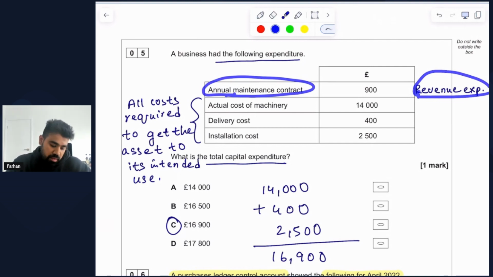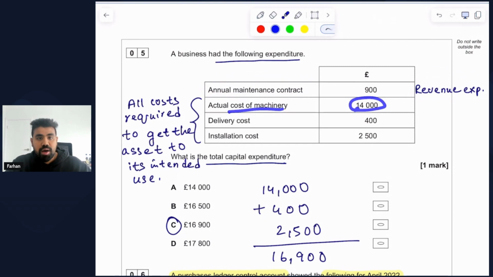The actual cost of the machinery of £14,000 is definitely a capital expenditure because this is the money that you have paid to purchase the machine. The delivery cost of £400 and the installation cost of £2,500 are also classified as a capital expenditure. This is because the initial cost of a non-current asset are the total costs that we need to incur to get the asset to its intended use. When you want to install the machine to begin with, you do not really have any maintenance. Maintenance comes along the way after the machine has started being used.